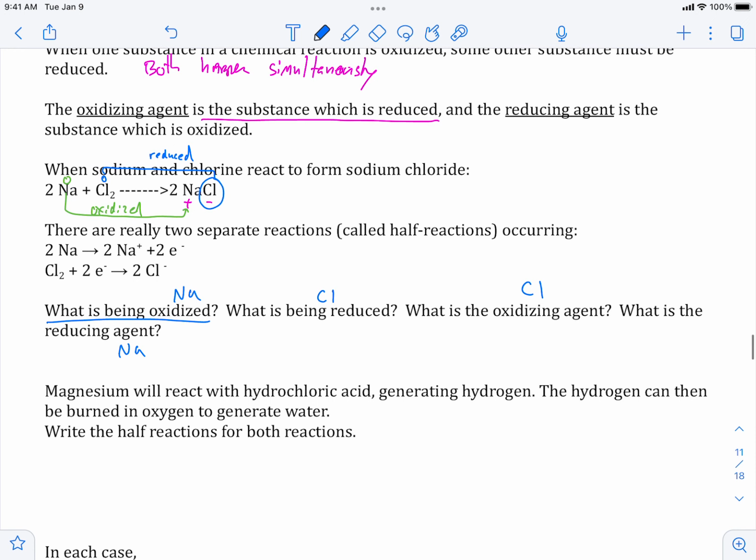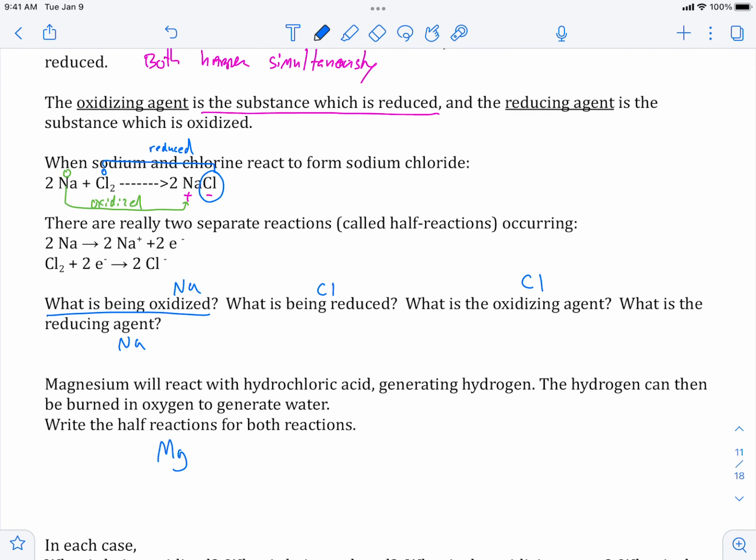Okay. This reaction is split up into two half reactions. If you look closely, this reaction and this reaction, if I added them together algebraically, I would end up getting this. All right, but we're going to go through half reactions in just a little bit. Let's do some other examples first.